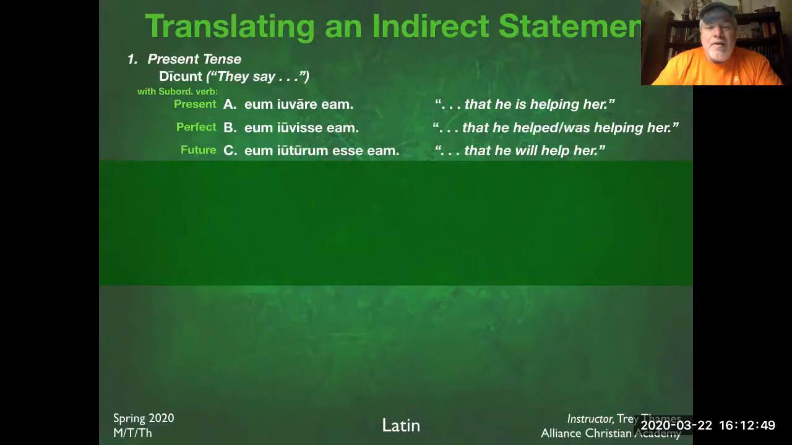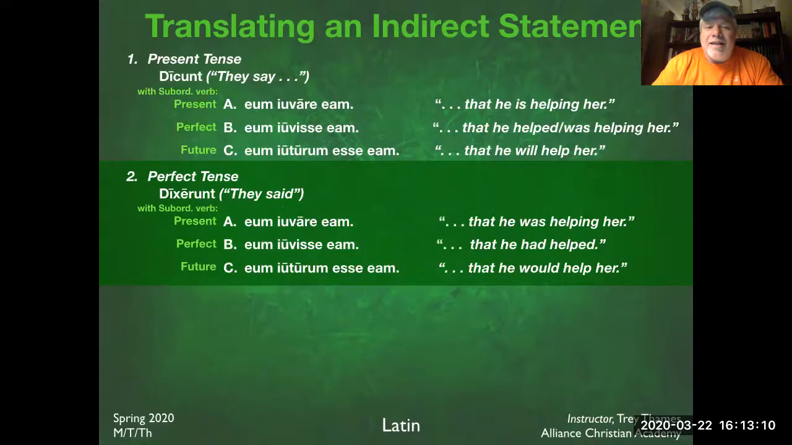Well, let's compare that. What happens if we put the main verb in the perfect tense? So let's change the main verb and see what that looks like. We're going to use the exact same examples. Dixerunt. So now we're using perfect tense. They said. This is happening in the past. Well, what did they say? Let's go with the subordinate verb in the present tense and see what happens. Again, notice we're using the exact same thing as the examples above.